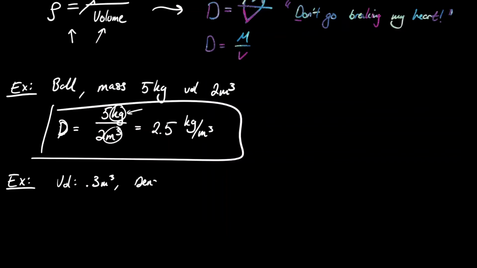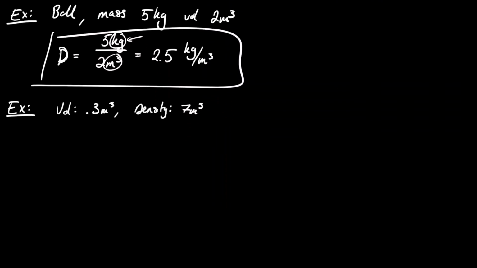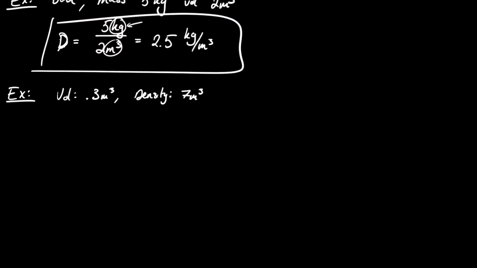Density will be 7 meters cubed. And we're going to ask, what is its mass? Now again, our equation is the broken heart, M over V. We know what density is, so we can plug in 7 meters cubed over there. And we know the volume is 0.3 meters cubed. And mass is left alone upstairs.